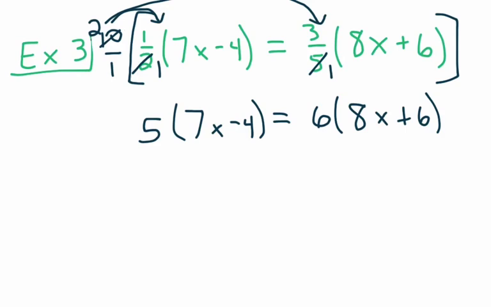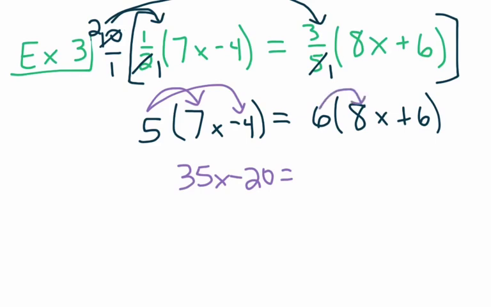Let's take it one step further, and then we'll stop there. Our next step says we need to distribute. So I'm going to take my terms out front, my 5 and my 6, and I'm going to distribute them to everything inside the parentheses. So 5 times 7x gives me 35x. Bring down my minus sign. 5 times 4 gives me 20. Bring down my equal sign, doing my best to keep those aligned. On the right side, 6 times 8x is going to give me 48x.